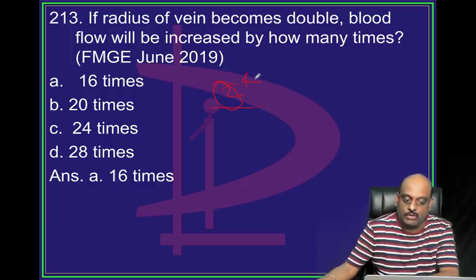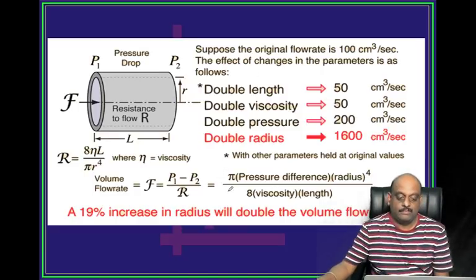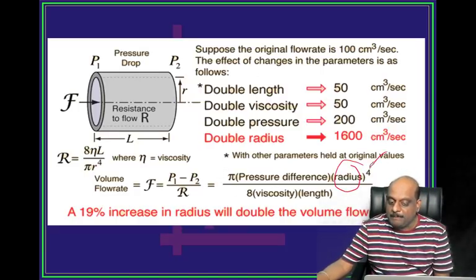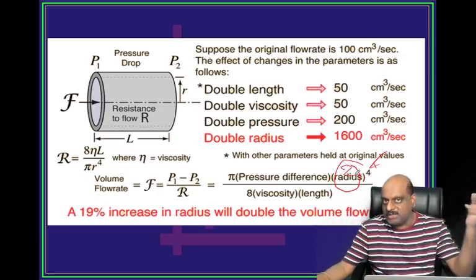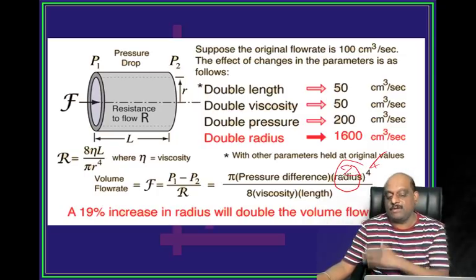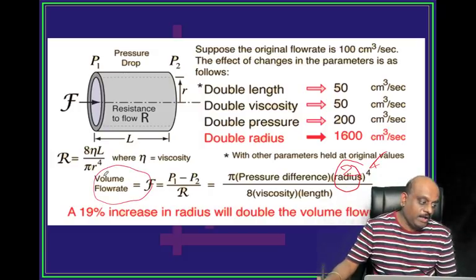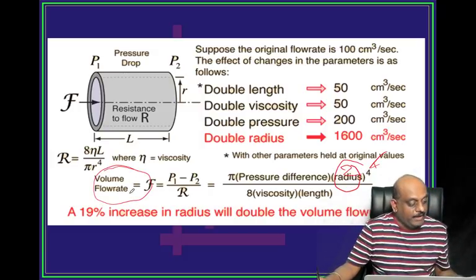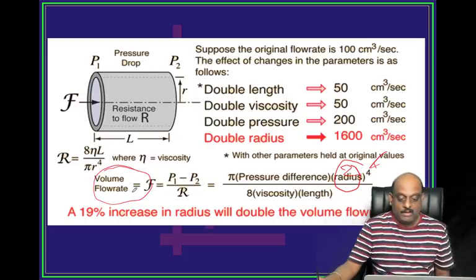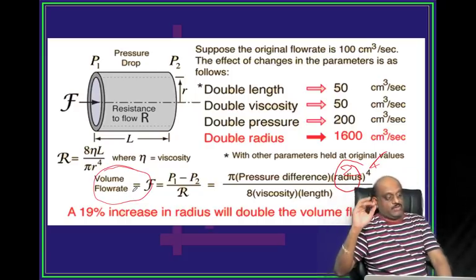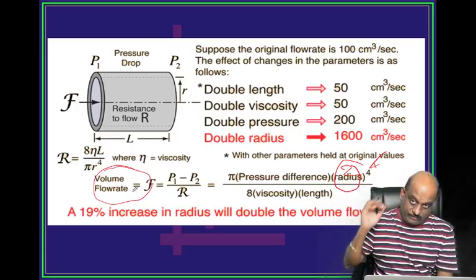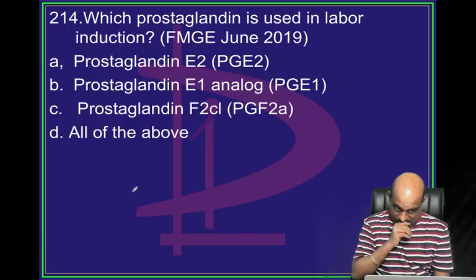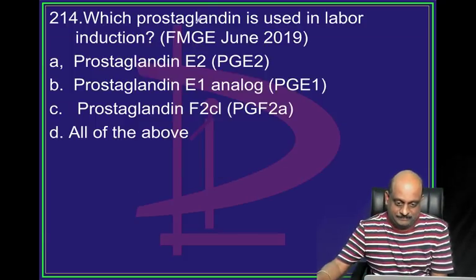Right? So, typically, it is radius to the power of 4. If you double it, 2 to the power of 4, 2 to the 4 to the 8 to the 16, 16 times the flow will increase. So, the flow rate is proportional to the pressure difference times radius to the power of 4, divided by 8 into viscosity into length, is what you need to remember.